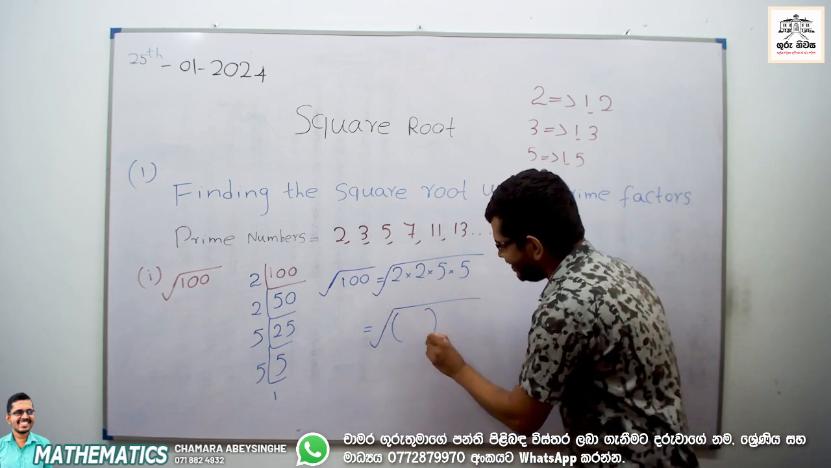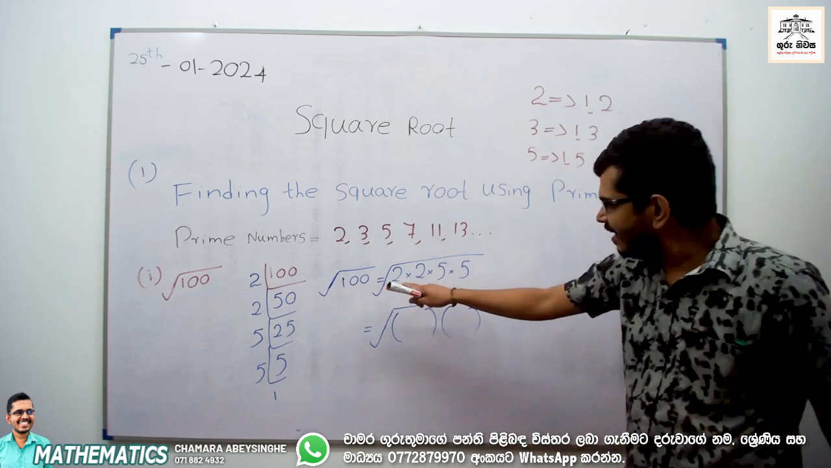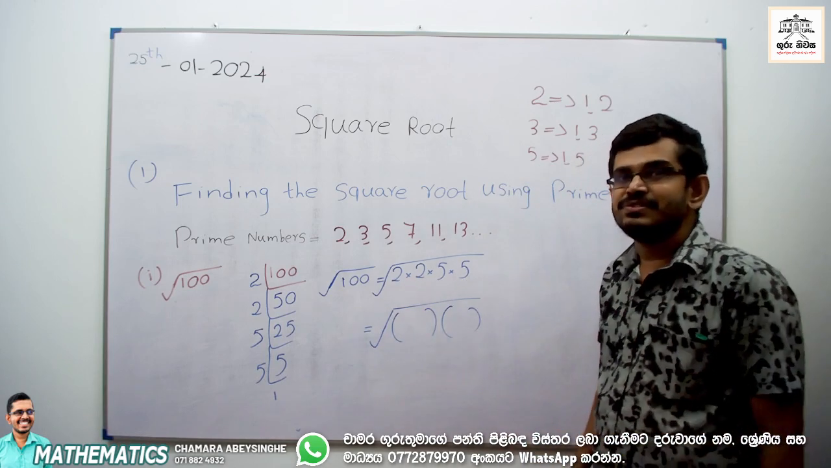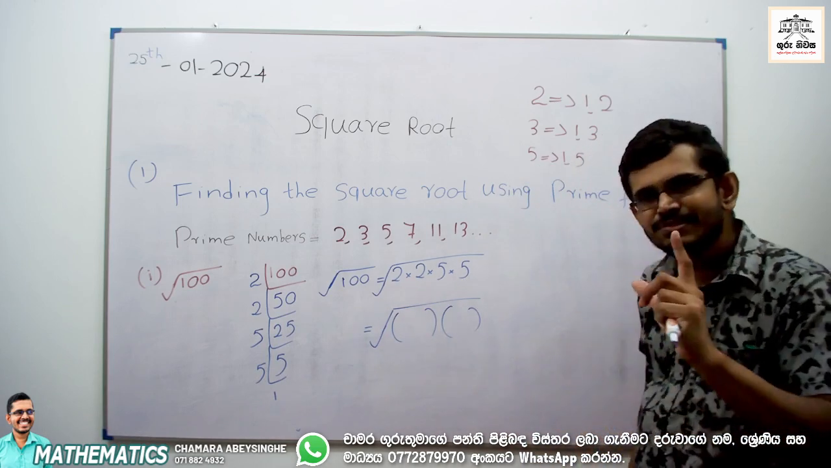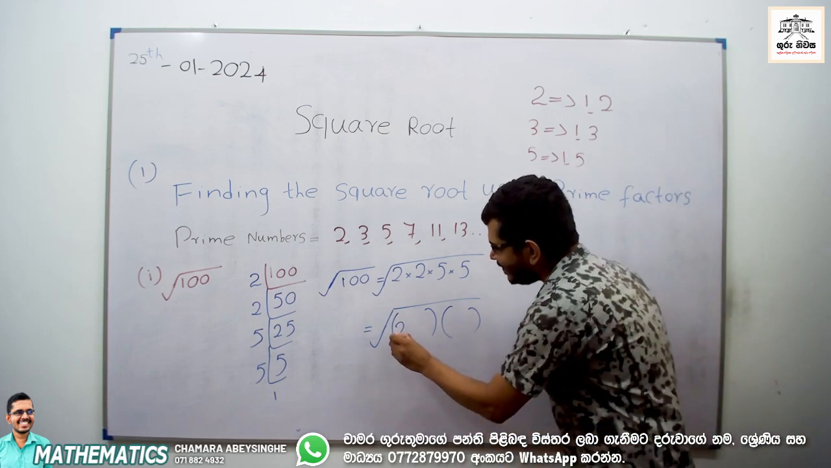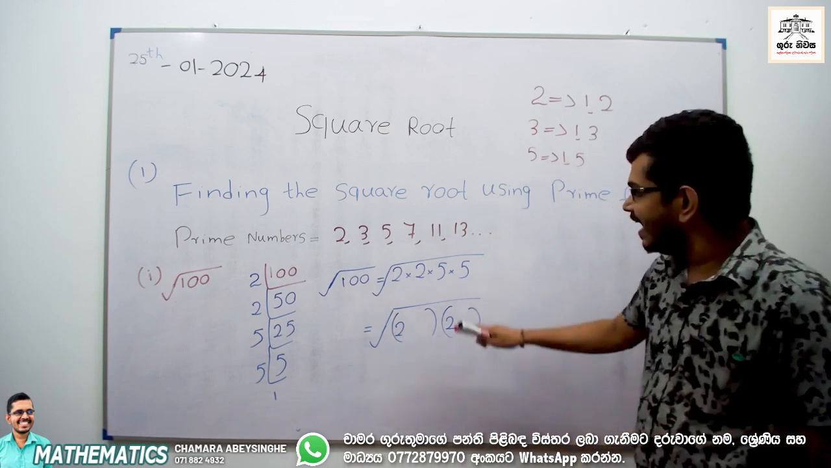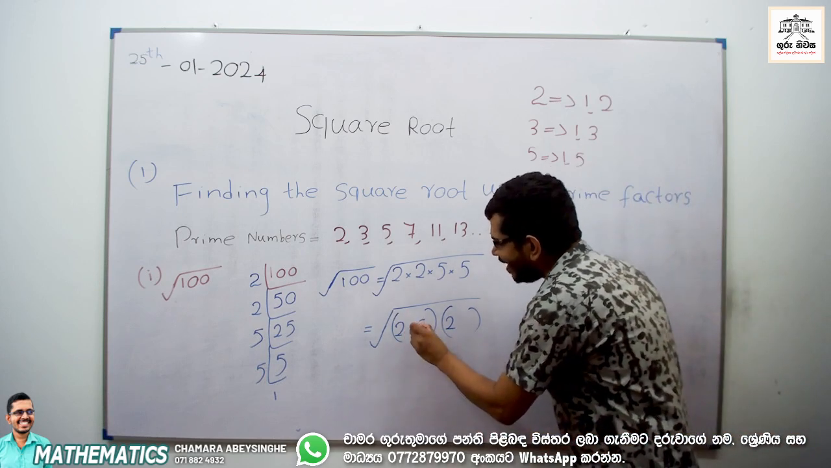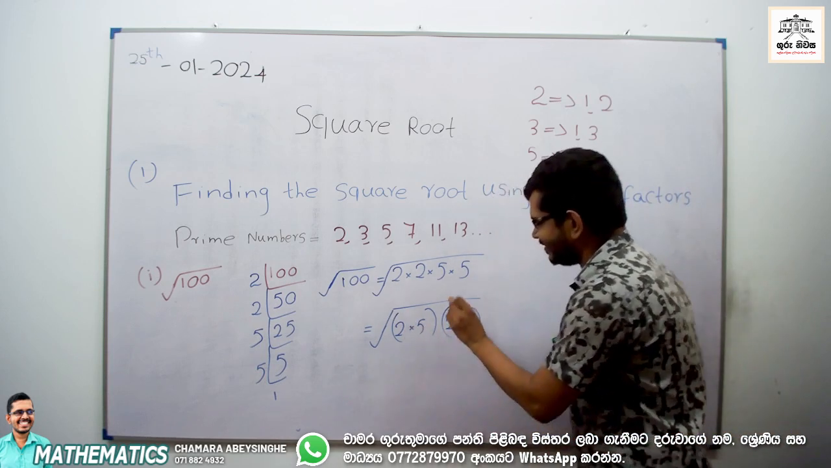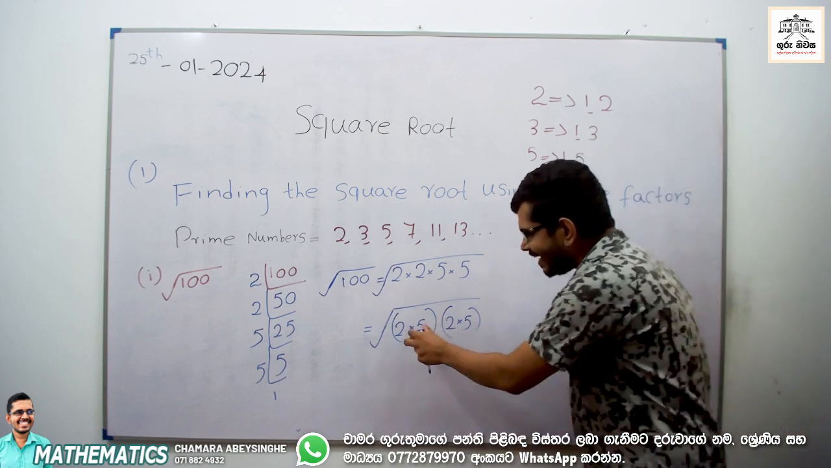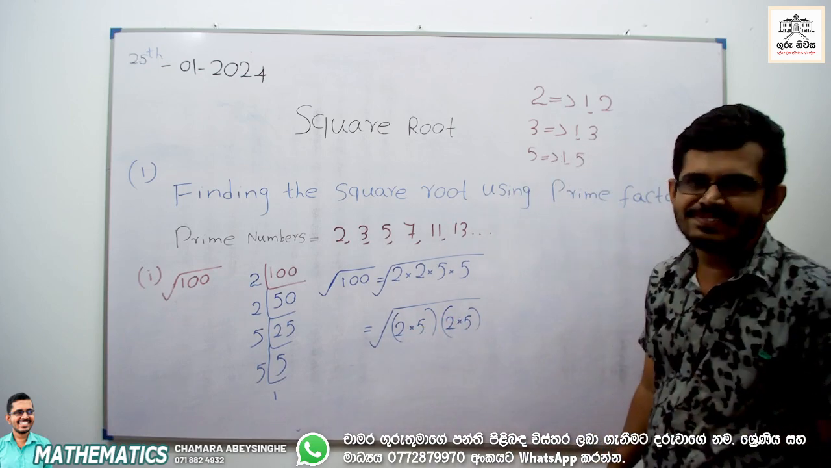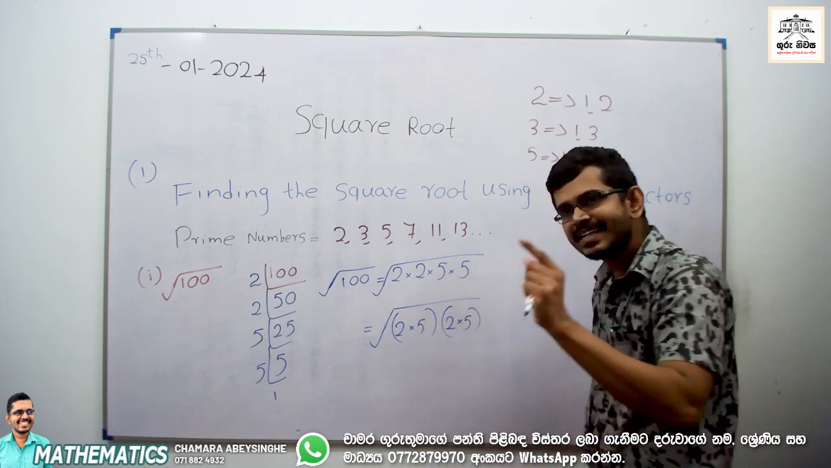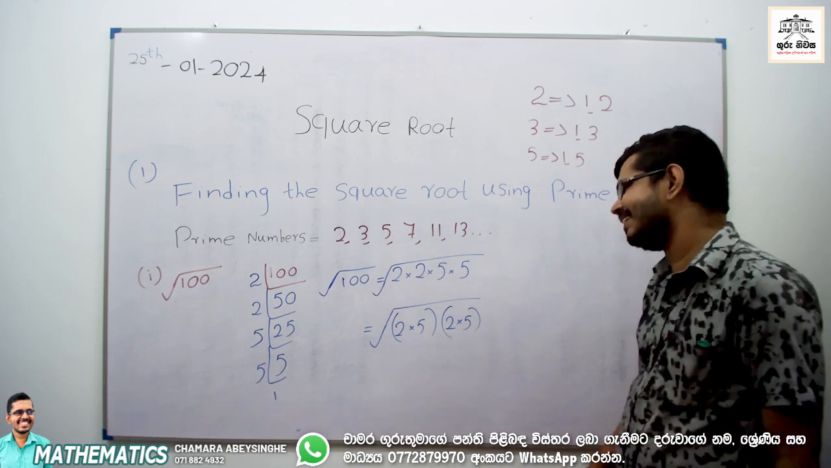Okay, let's see. There are two 2s, so one group has only one 2. And there are two 5s, so only one 5. One by one. Since there are two 2s, one 2 per group, and since there are two 5s, one 5 per group.